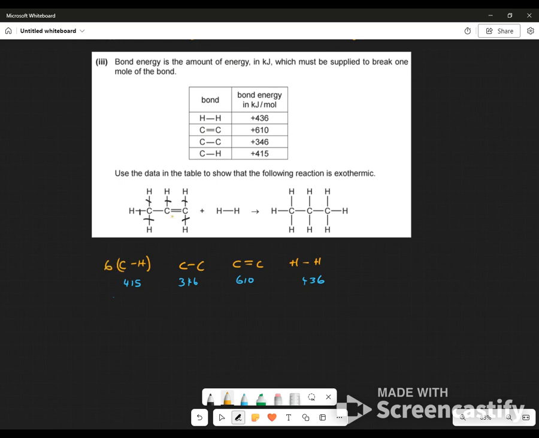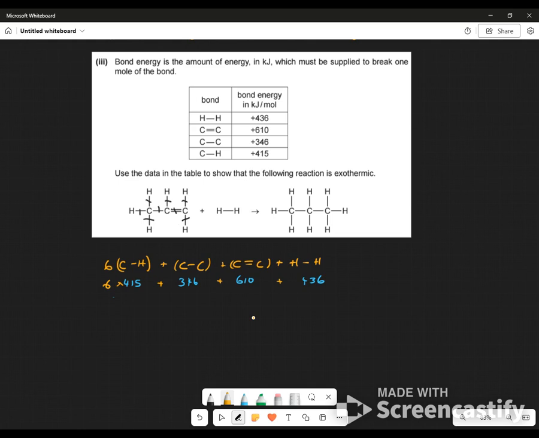How many C-Cs? There's only one C-C. There it is. So that's it. How many C double bond Cs? There's only one of those as well. So all of the energy required to break the bonds is 6 of those, 1 of those, 1 of those, and 1 of those, according to this equation. Now this means there's 6 of those. Okay, and then we add all of these numbers together. That's how much it's going to cost me to break all of the bonds.